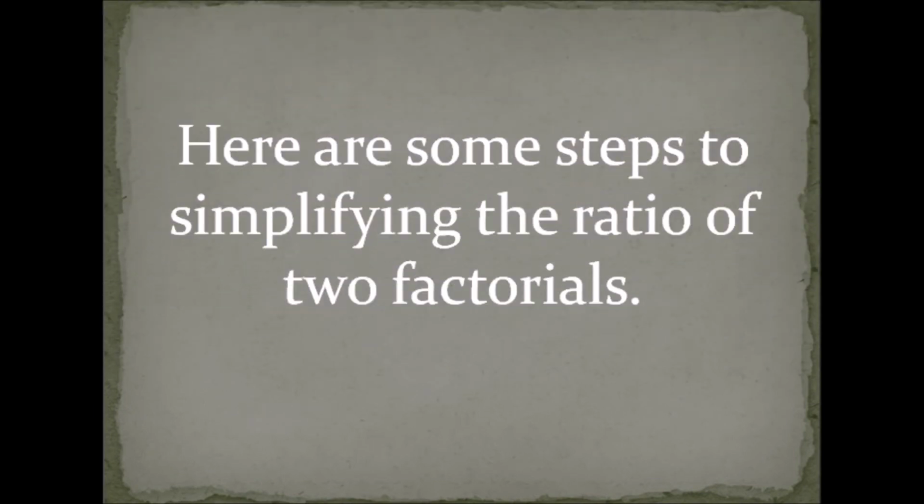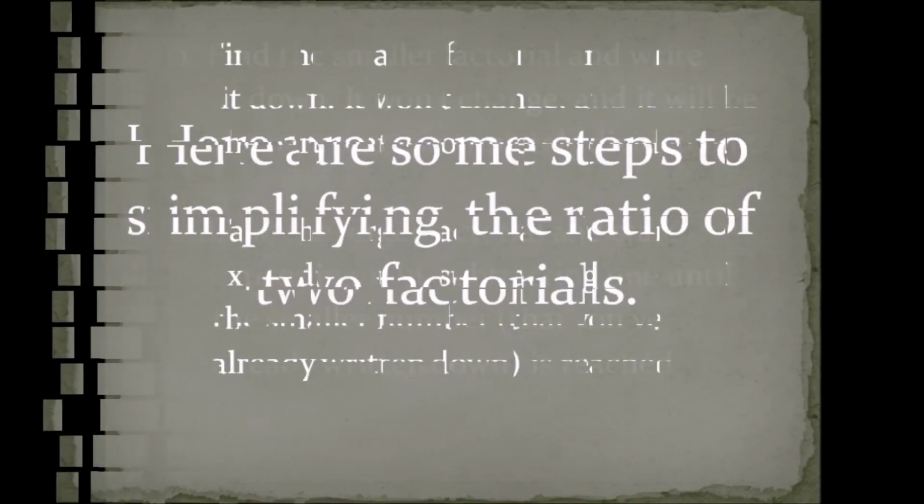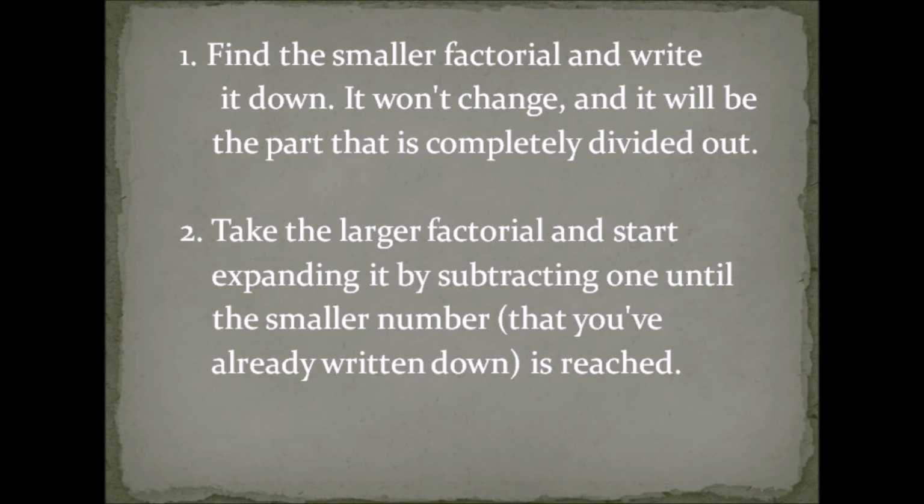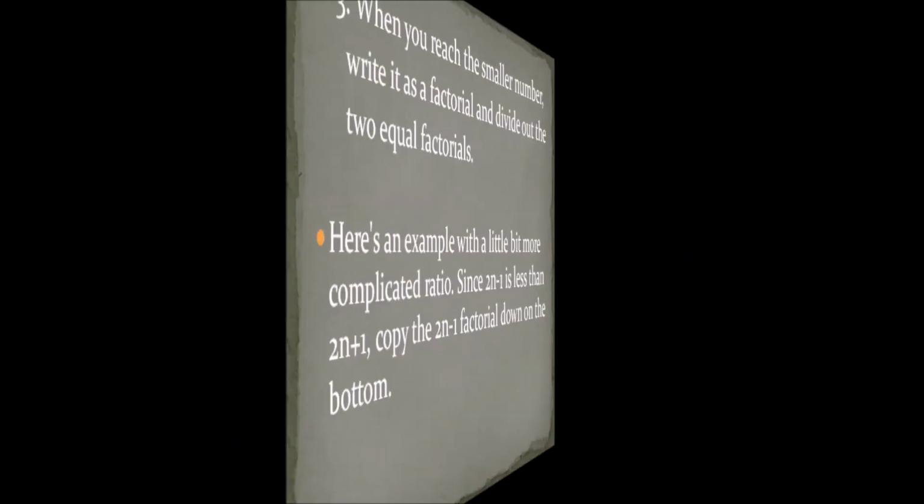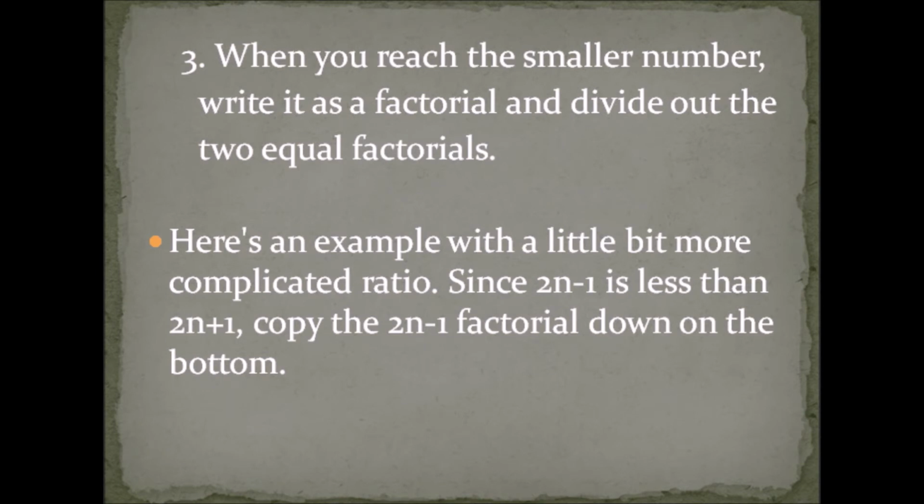Here are some steps to simplifying the ratio of two factorials. Number 1. Find the smaller factorial and write it down. It won't change, and it will be the part that is completely divided out. Number 2. Take the larger factorial and start expanding it by subtracting 1 until the smaller number is reached. Number 3. When you reach the smaller number, write it as a factorial and divide out the two equal factorials.